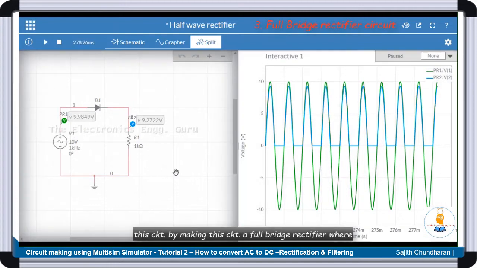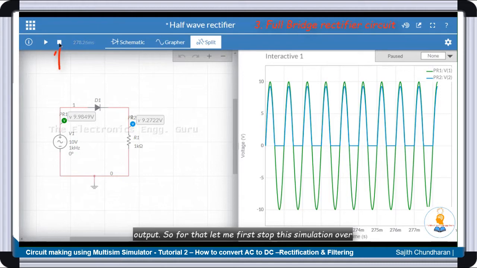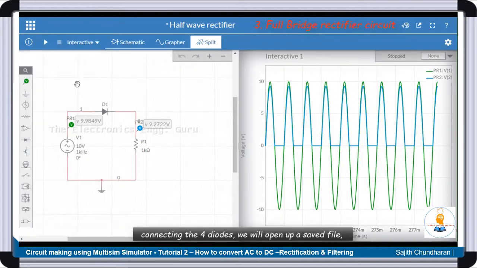Let us now modify this circuit by making this circuit a full bridge rectifier, wherein I will be using 4 diodes in place of 1 diode, so that I utilize this negative half cycle effectively at the output. So for that, let me first stop this simulation over here. Now I have stopped the simulation. Now instead of connecting the 4 diodes, we will open up a saved file which is already available over here. I have already saved that full bridge rectifier. Now I will open up the saved file and then we will work on that.